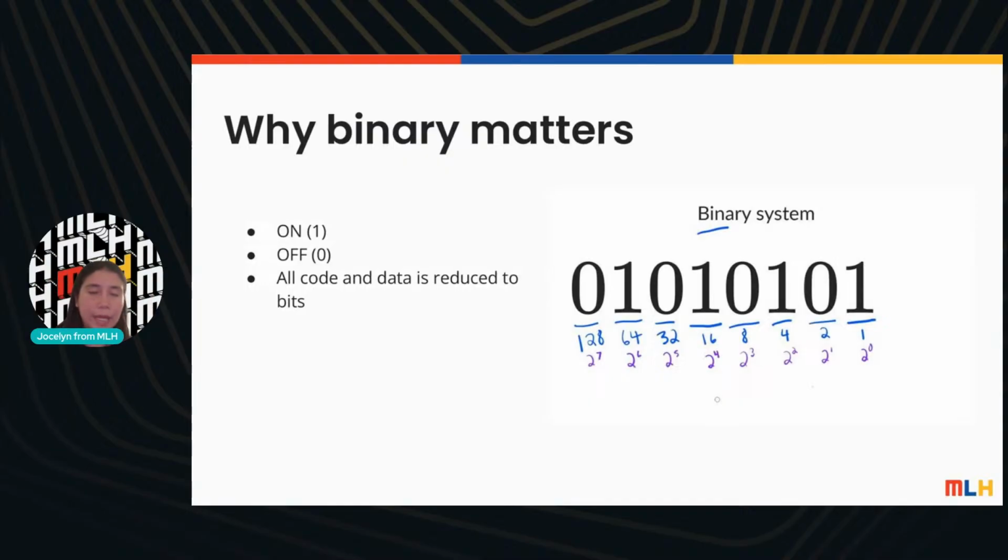A little recap of binary. Binary is basically just zeros and ones. One is on and 0 is off. When you make combinations of these zeros and ones, you can represent different numbers. And all the code that you know and all the data that you know is reduced at the end to bits, so only zeros and ones.